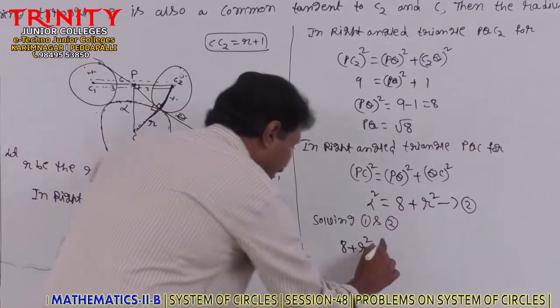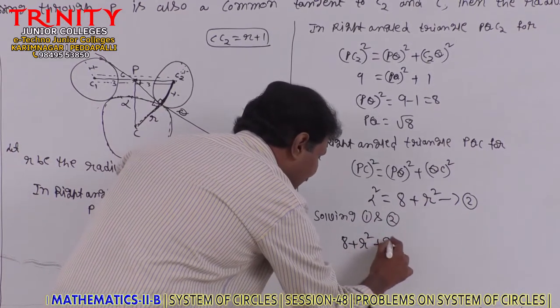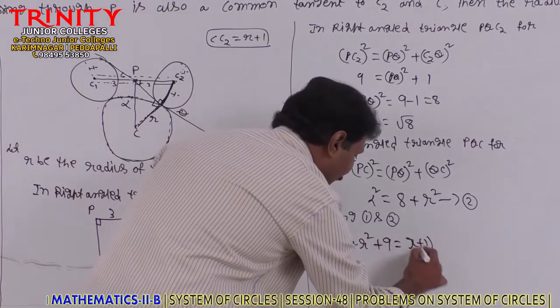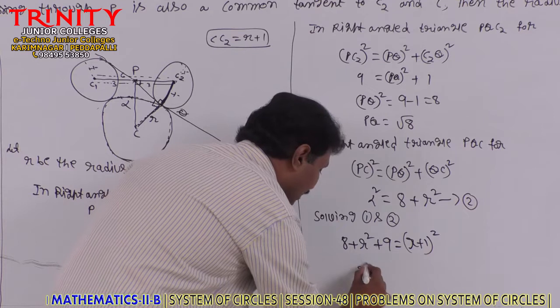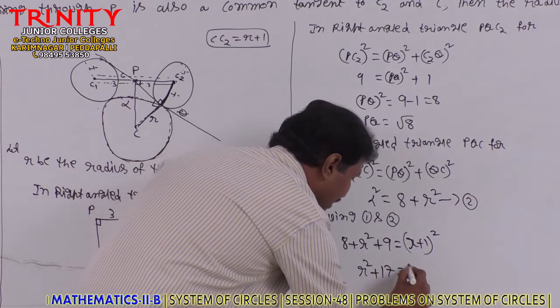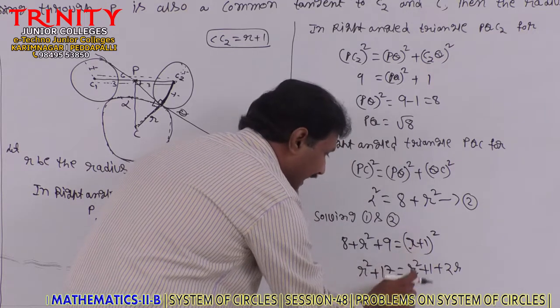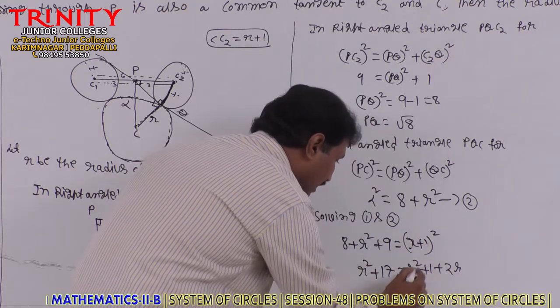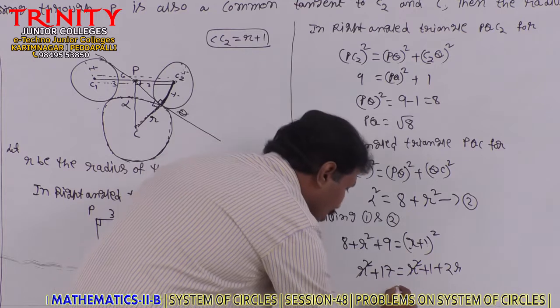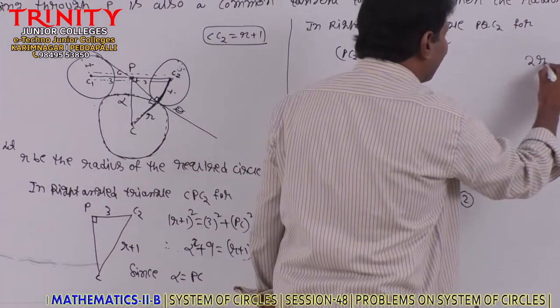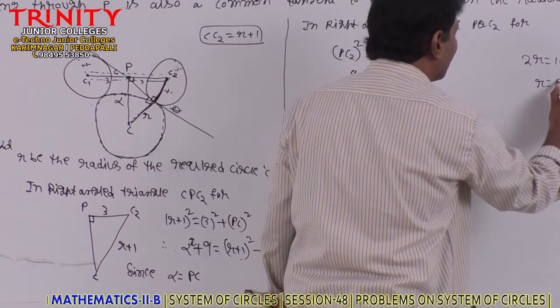We substitute: 8 plus r square plus 9 equals r plus 1 whole square. That is r square plus 17 equals r square plus 1 plus 2r, using a plus b whole square equals a square plus b square plus 2ab. R square cancels. 2r equals 17 minus 1. 2r equals 16. R equals 8.